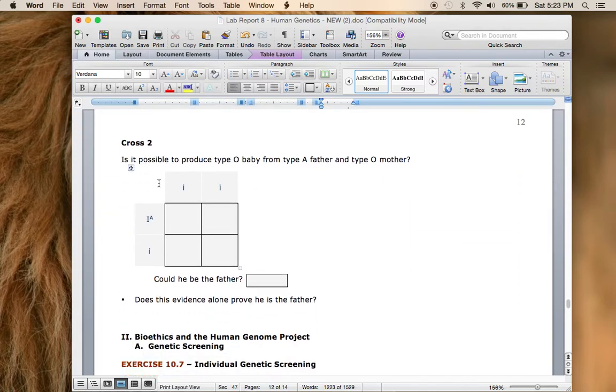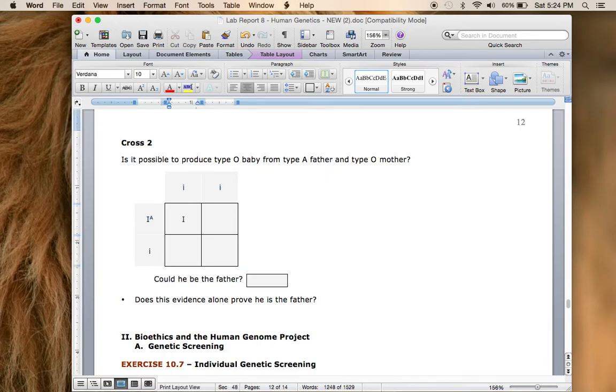Cross number 2, is it possible to produce a type O baby from a type A father and a type O mother? All right, we've kind of done this before, but the type O mother would have the 2 recessive alleles. For type A father, we can either have 1 dominant and 1 recessive, which is the one I picked, so we'd have at least a chance with that recessive allele. Or you could have 2 dominant A's. But if you have 2 dominant A's, you can do a Punnett square. You'll see that you have no possible outcome where you could have 2 recessives, because the dad would be contributing both dominants. But in this heterozygous individual, there is a recessive to donate to a child.